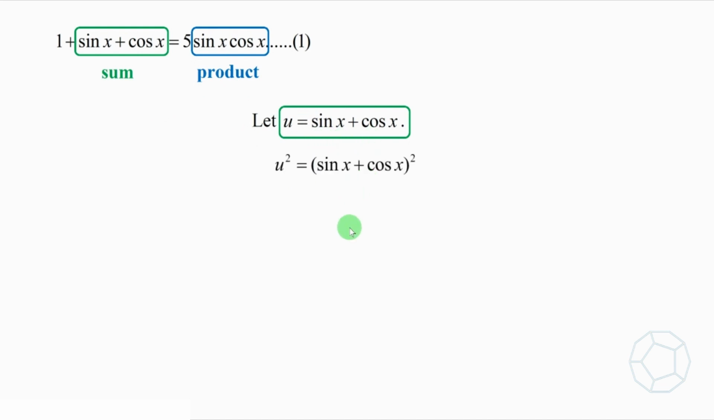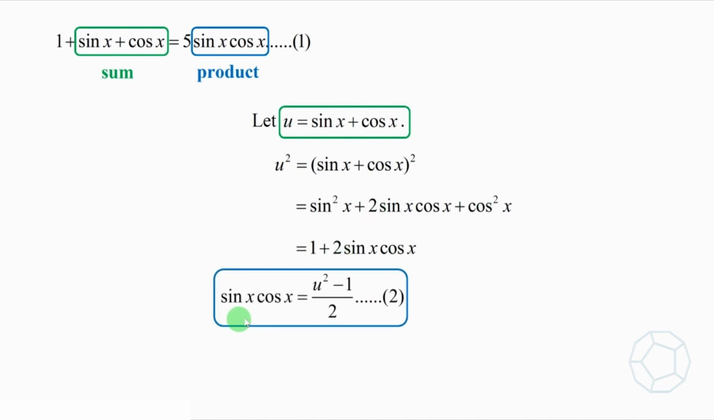Squaring both sides, we'll have sine square x plus 2 sine x cosine x plus cosine square x. Again, it can be simplified to 1 plus 2 times sine x cosine x. That's the product we want. Rearrange the terms, we get sine x times cosine x is equal to u squared minus 1 all over 2. Let's call this equation 2.